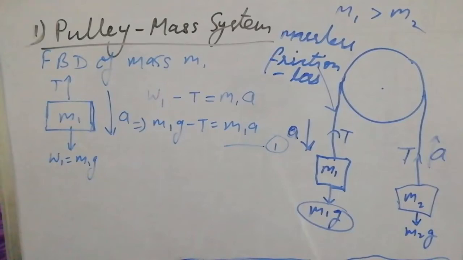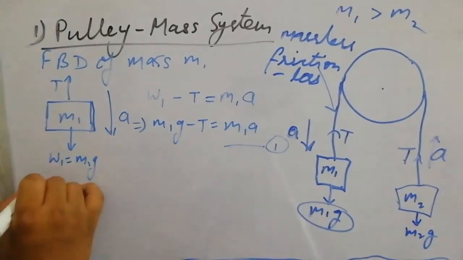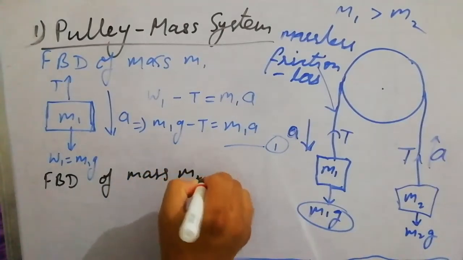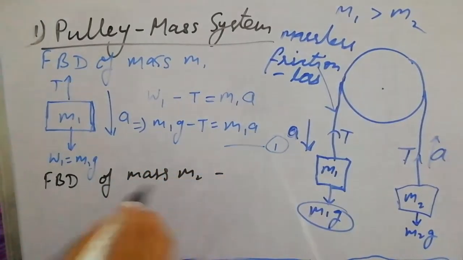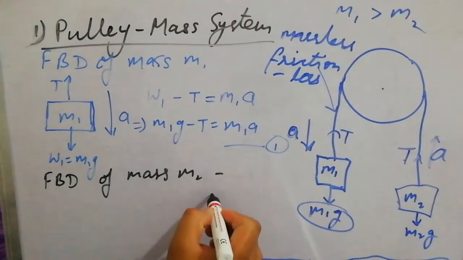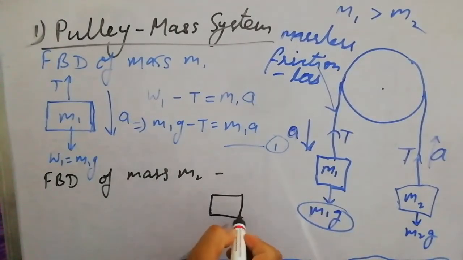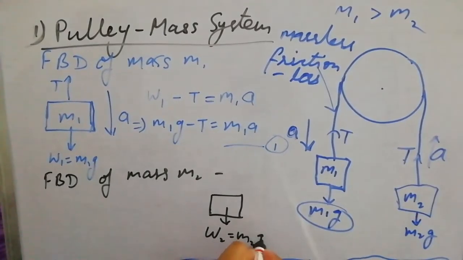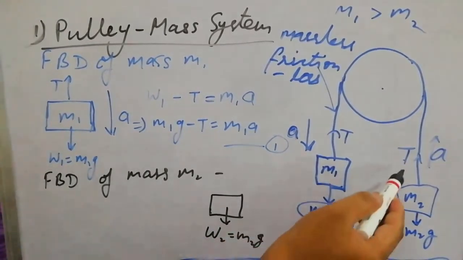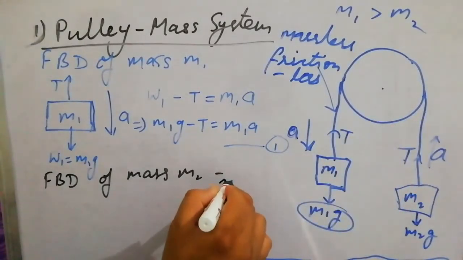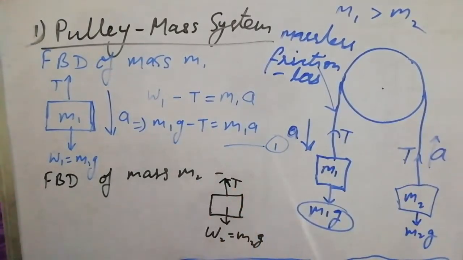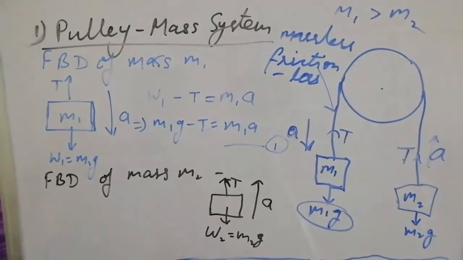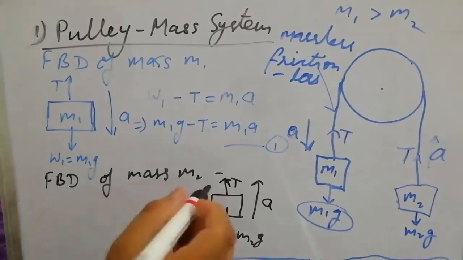Now for the FBD of mass m2, if we create the FBD of this, what will happen? Same thing: the weight w2, m2g, will be acting downwards and T, the tension in the string, is acting upwards, and the whole body is also moving with an acceleration of a in the upward direction. So what will be its equation?